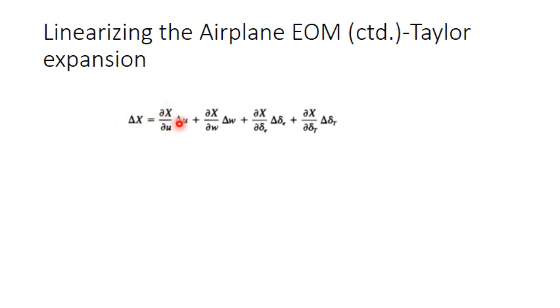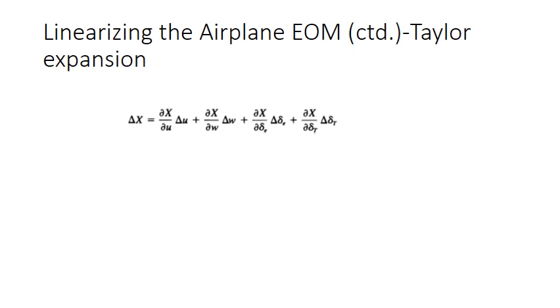Partial x partial u times delta u plus partial x partial w times delta w, and so on, where partial x per partial u, partial x per partial w, partial x per partial delta e, and partial x per partial delta thrust are called stability derivatives that are evaluated at the reference flight condition. The variables delta elevator and delta thrust are the change in elevator angle and throttle setting, respectively.